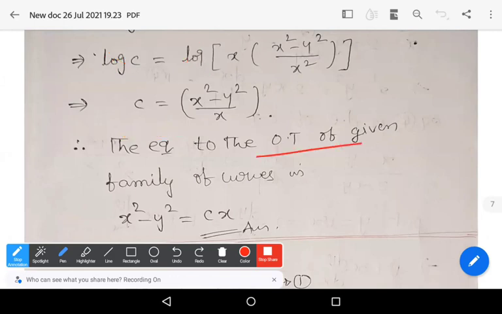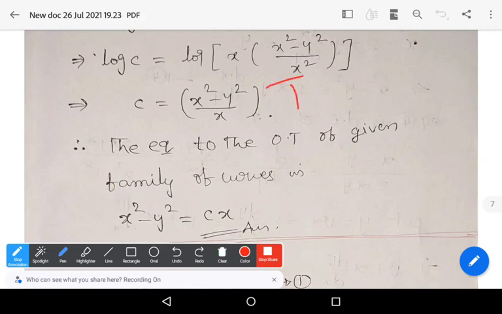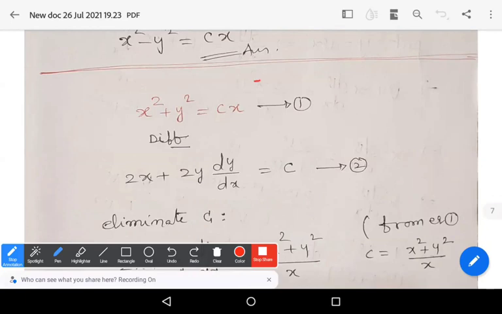Therefore, the equation of the orthogonal trajectories of the given family of curves is x square minus y square equals cx. This is an important problem for your examination, so practice it. Let us see the next problem. I don't write the theory part, I just calculate the terms. This is the equation x square plus y square equals cx, the given family of curves.